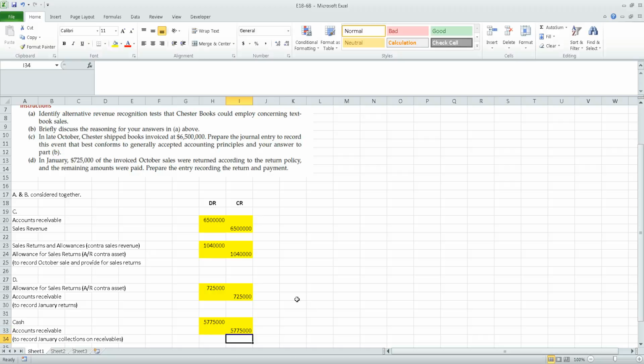So again, to reiterate, what happened in January here is out of the 6.5 million in sales, 725,000 was returned pursuant to the buyer's right of return. We reduced accounts receivable by that amount, and the remaining 5,775,000 of the $6.5 million worth of sales made back in October paid in cash as they were required to do: debit cash, credit accounts receivable.